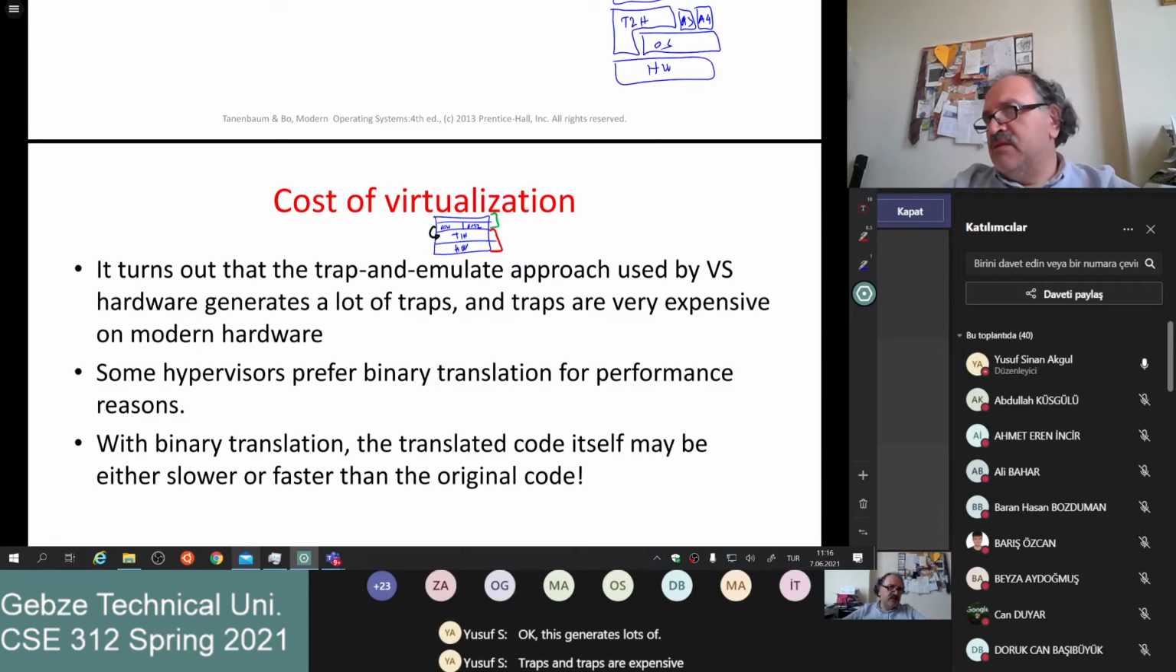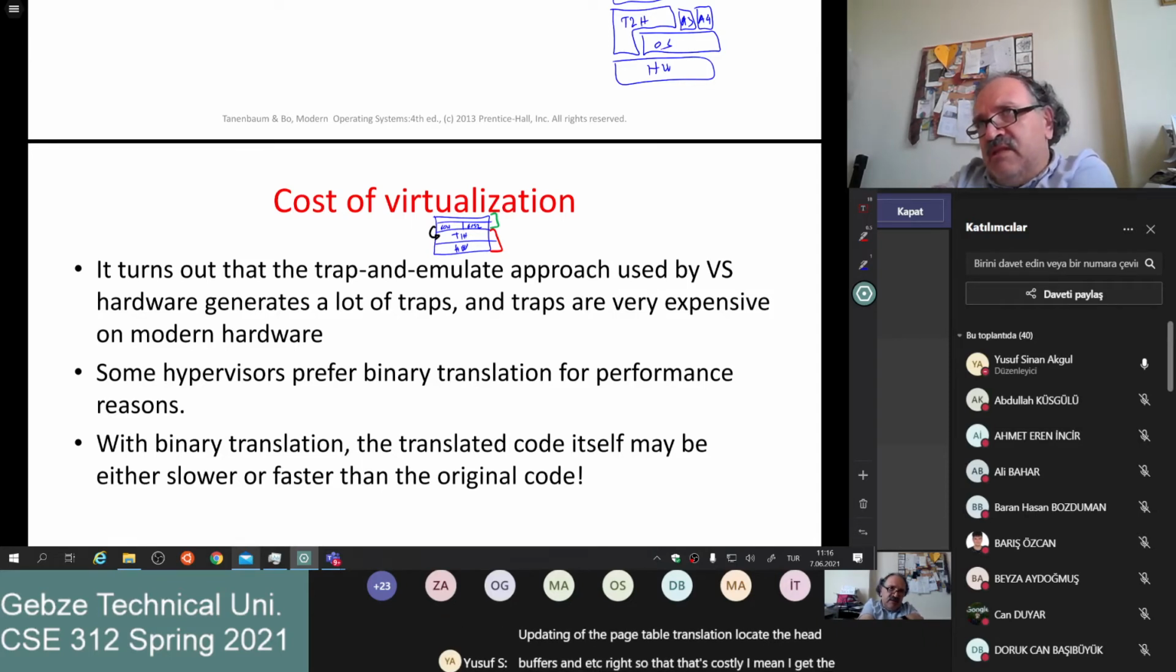Why? Because when there's a trap, you need to save lots of stuff. When there's a trap, there is a cost of context switch, updating of the page table, translation lookaside buffers, and etc. Right? So that's costly. I mean, I get the hardware help, but it's still becoming costly.